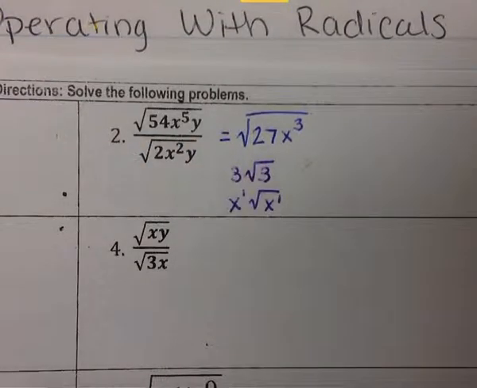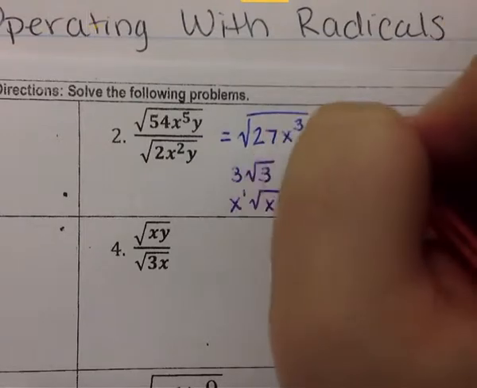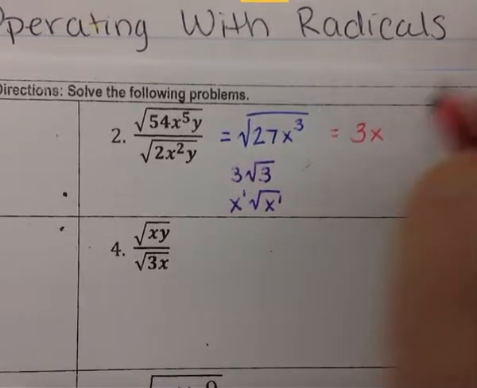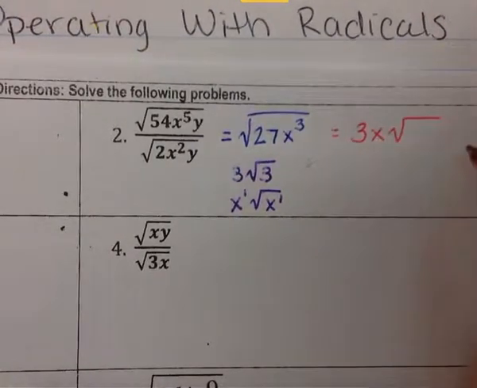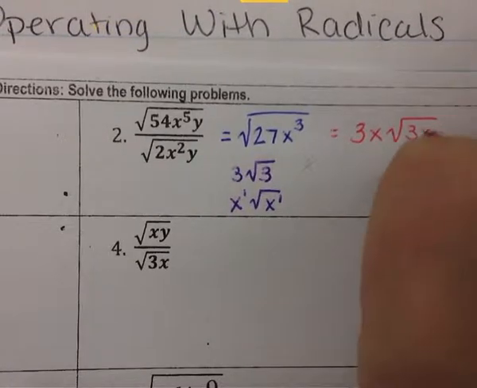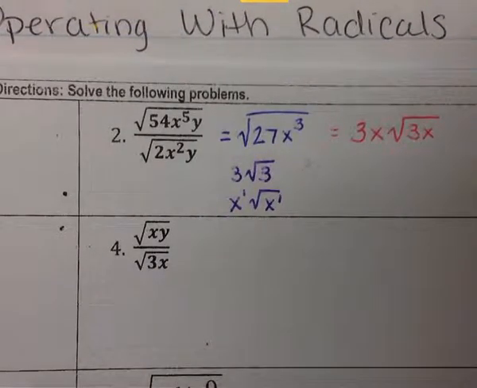So now to put it all together, our coefficients are 3 and x, and then our radicands, so we have a square root of 3x again. And this is our answer.